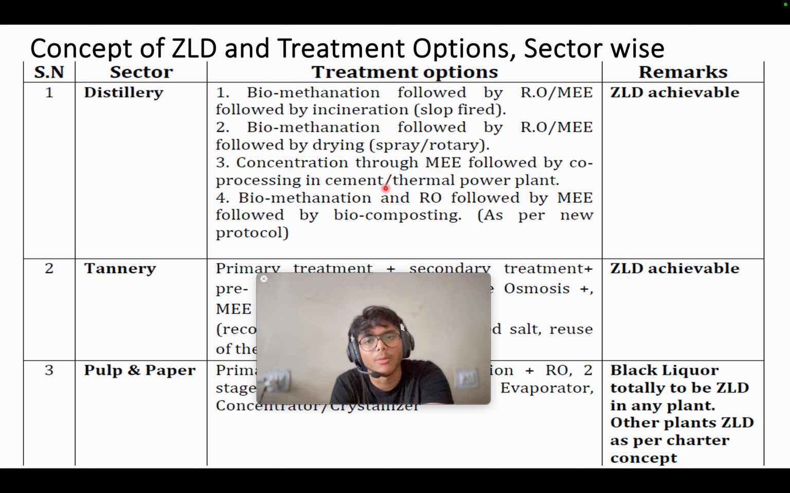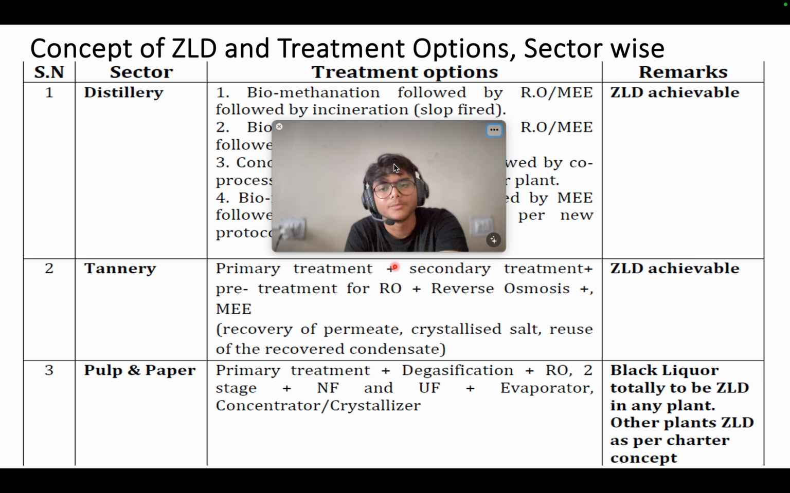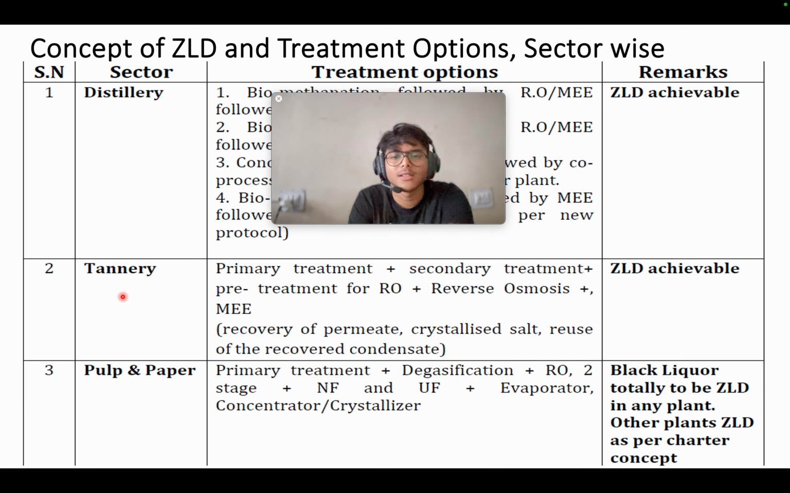Biomethanation and RO, followed by ME, followed by bio-composting, as per the new protocol. And here the remark is that ZLD is achievable. In the tannery industry, primary treatment plus secondary treatment plus pre-treatment for RO, plus reverse osmosis plus ME, that is recovery of permeate, crystallized salt and reuse of recovered condensate. Here also ZLD is achievable.